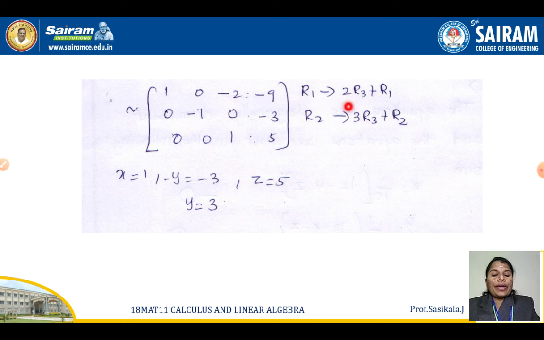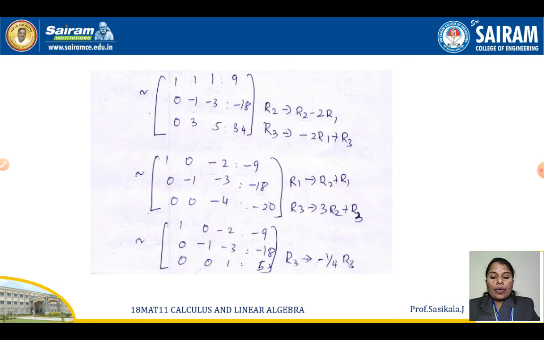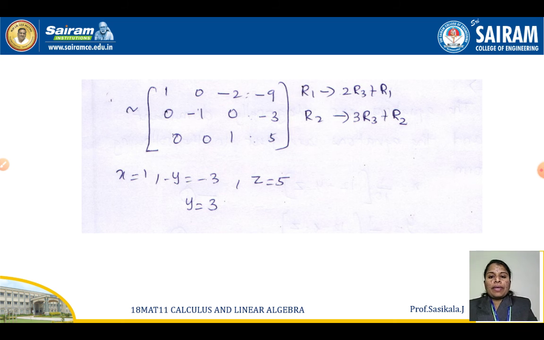So that is what is written. R1 implies 2 into R3 plus R1. Okay, so you can multiply 2 and 10. So 1 will remain the same, 0, 2 minus 2 will be 0, and then the remaining term is minus 9. The next one I have for the element: here we made it 0. So 1 minus 1 is 0, then I'll get minus 3, because you can take R2 implies 3 into R3 plus R2. So you can see that.